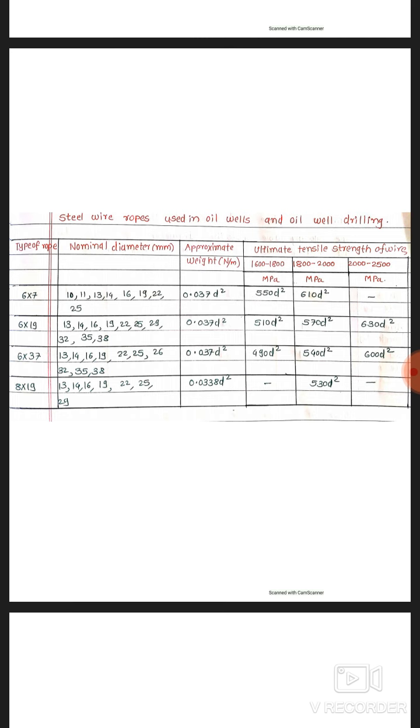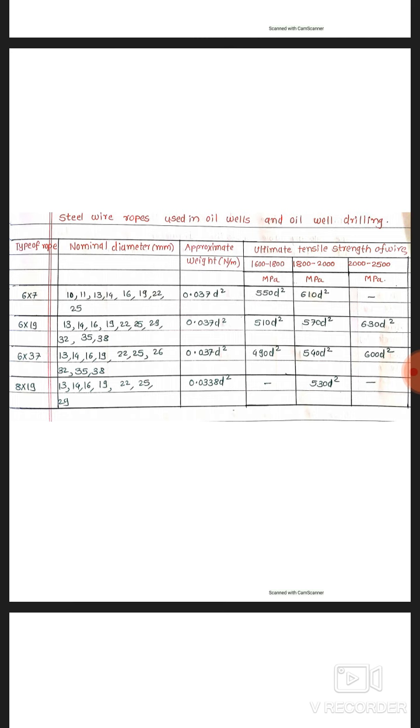In oil well drilling application, the third type is 6 by 37, with nominal diameters 13, 14, 16, 19, 22, 25, 26, 32, 35, 38. Approximate weight becomes 0.037 into d square. Ultimate tensile strength for the range of 1600 to 1800 MPa is 490 d square. For 1800 to 2000, it is 540 d square. For 2000 to 2500, it is 600 d square.